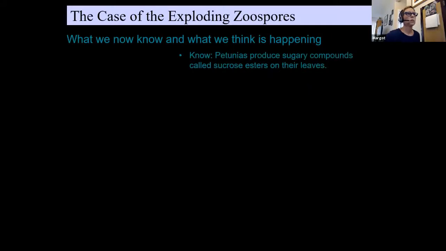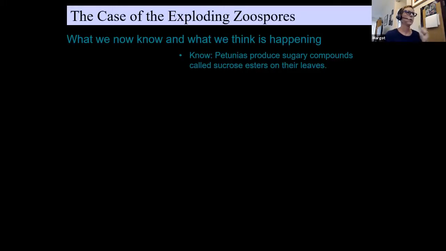What we now know is that petunias produce these sugary compounds called sucrose esters on their leaves. Have any of you ever gardened with petunias? Have you ever noticed that they're sticky? If you haven't, the next time you handle petunias, notice how sticky their leaves are. And the reason they're sticky is because they have these sucrose esters. It's the sucrose from sugar. So that's why they're sticky. They're making these sugary substances on their leaf surface.